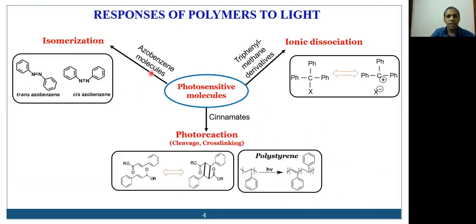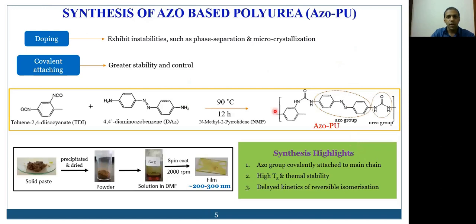So isomerization in azobenzene is not the only type of photochemical response that we get to see. There are other examples in other types of molecules like triphenyl methane derivatives where ionic dissociation occurs, or cinnamates or polystyrene where photoreactions like cleavage of bonds or cross-linking can occur. We have incorporated azobenzene group into polyurea, and hereafter I'll be calling this polymer as azoPU.